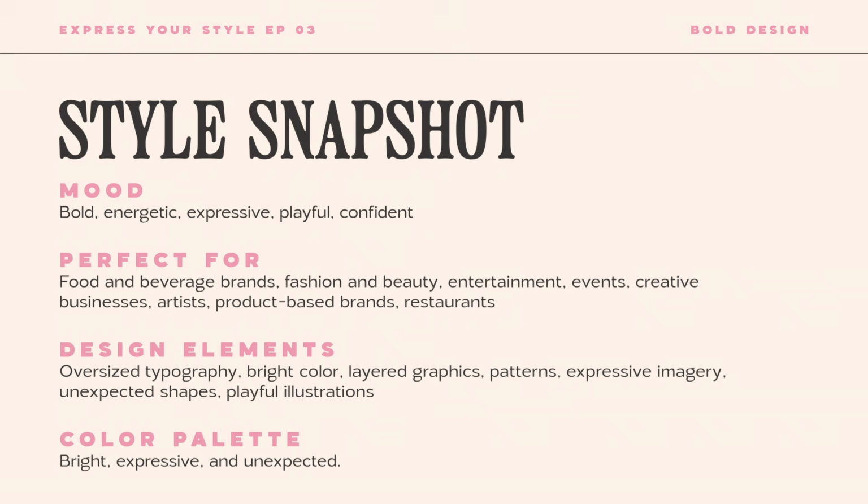The mood is definitely going to be more bold and energetic, and it's perfect for food and beverage brands, fashion and beauty, entertainment, and events. Design elements will include oversized typography, bright colors, and a lot of layered graphics like patterns, expressive imagery, or playful illustrations. The color palette I'm going to choose is bright and expressive and really helps to give the maximalist design the power it needs. This style uses a lot of everything from color and type to texture and patterns.